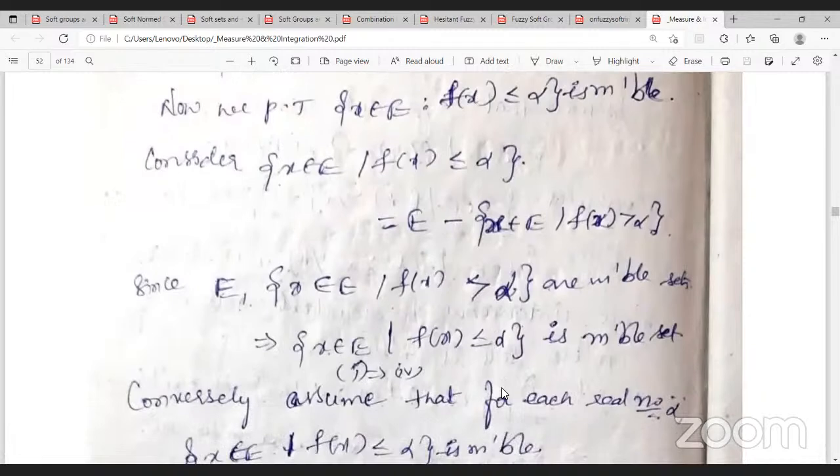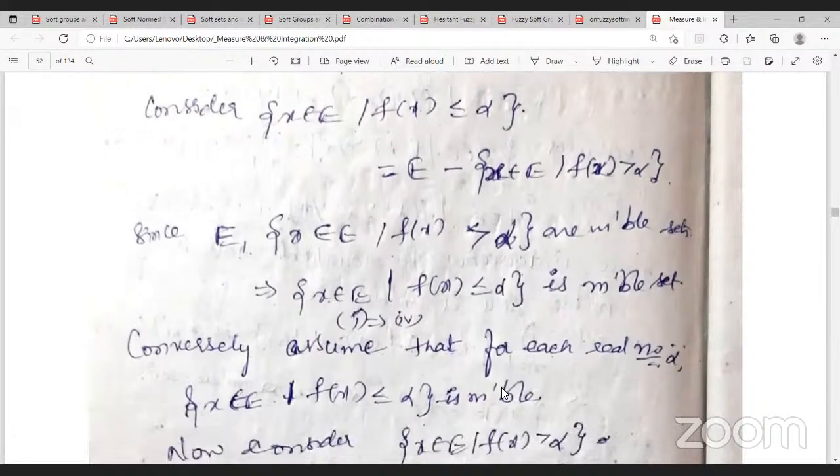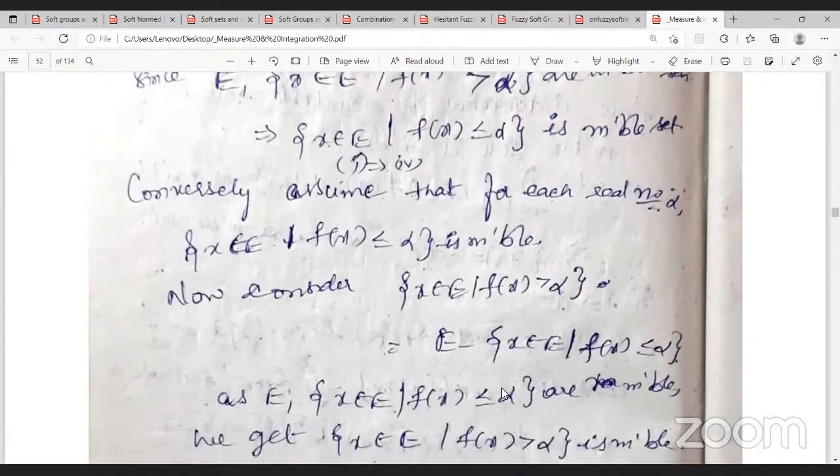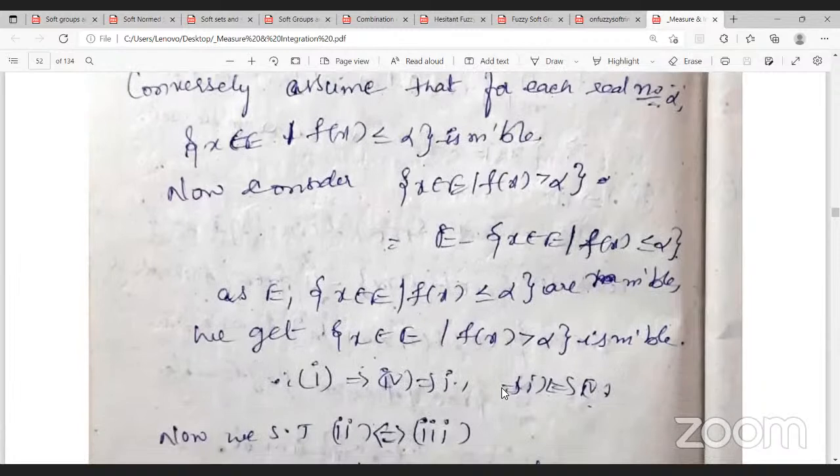Again in reverse, we take the complementation. The set of x such that f of x less than or equals to alpha, its complement is f of x greater than alpha. It is clearly given that this is a measurable set. Now we consider x belongs to f of x greater than alpha, which equals E minus the set of x belongs to f of x less than or equals to alpha. Clearly, f of x less than or equal to alpha is measurable. Therefore, the left hand side is also a measurable set.